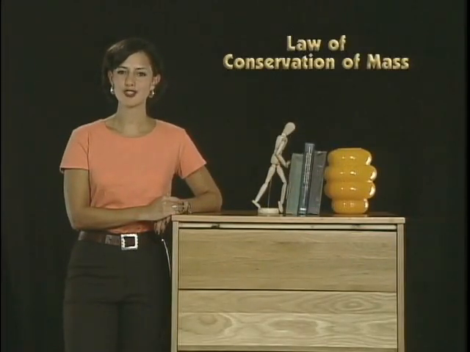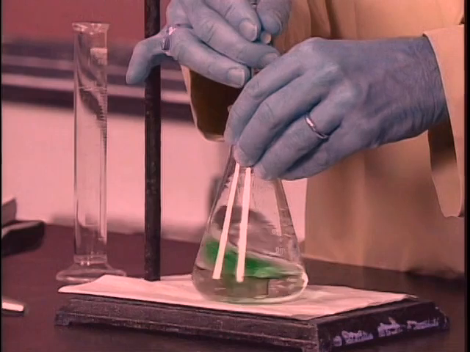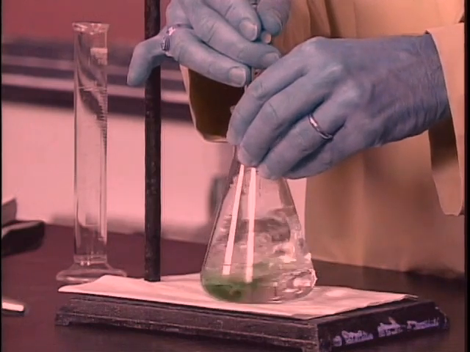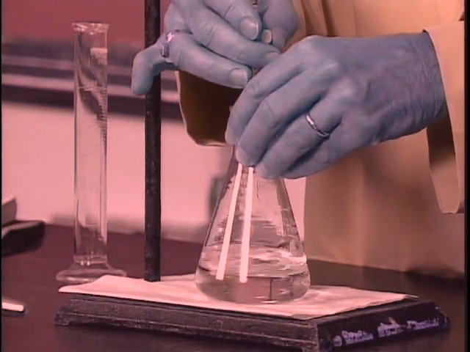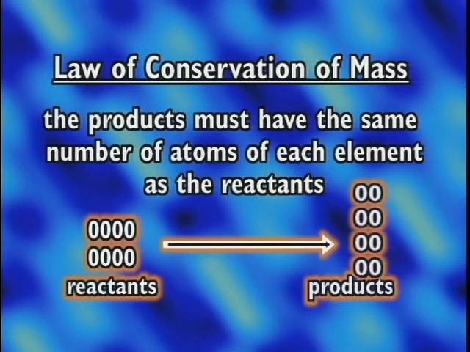Chemical equations have to be consistent with the law of conservation of mass, which says that atoms aren't created or destroyed in chemical reactions. The products of the reaction have to have the same total number of atoms of each element as the reactants had. Remember, the atoms in the reactants have only been rearranged. No atoms have been added or taken away.